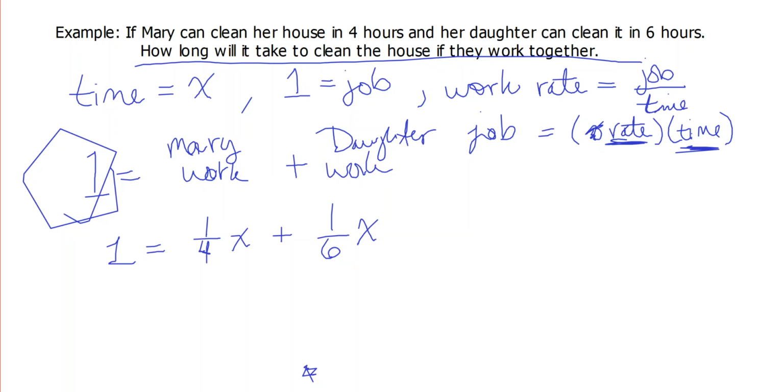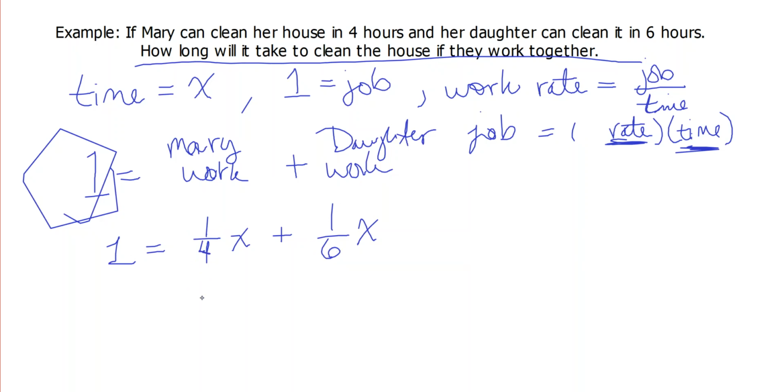Another way you can think about this problem, if you want, is you could say, hey, how much do they get done together in 1 hour? Well, in 1 hour, her daughter should be 1/6 of the way done, and Mary should be 1/4 of the way done. So together they would be whatever 1/6 plus 1/4 is. So that's how we're going to do this.